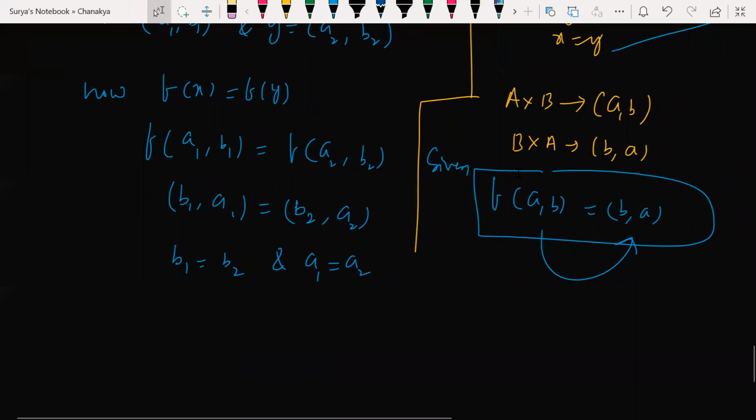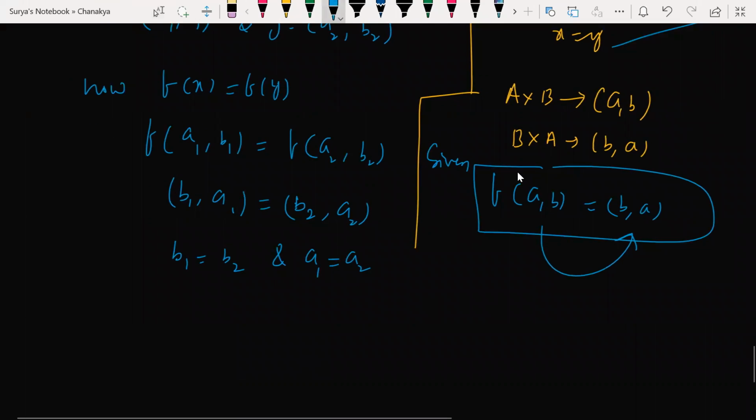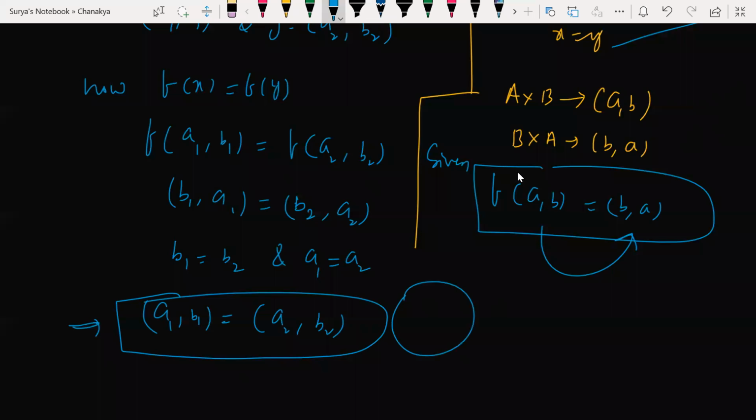So B1 is equal to B2 and A1 is equal to A2. Perfect. Here, can I write now A1 comma B1 is equal to A2 comma B2? Do you agree with my point or not? Sir, I have a doubt, how did you write this step here? Tell me now, how did I write that step? Sir, it is clearly given that A1 is equal to A2 and B1 is equal to B2, so we can write the ordered pairs. Absolutely, that makes the point.